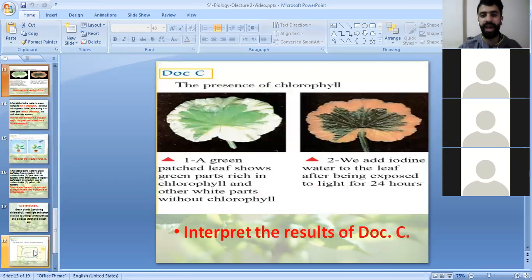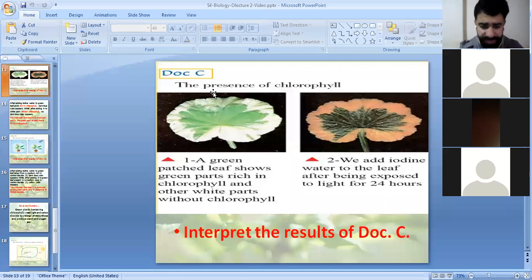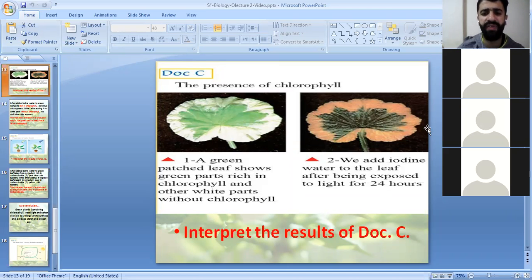Okay, so let's move now to the presence of the chlorophyll. Document C: a green patch leaf shows green parts that are rich in chlorophyll, and in the periphery we have parts without chlorophyll. When we add iodine water to the leaf after being exposed to sunlight for 24 hours, only dark blue color is observed in the middle where we have the green color, and in the periphery we don't have dark blue color, meaning that in the periphery there is no chlorophyll, meaning that chlorophyll is important.